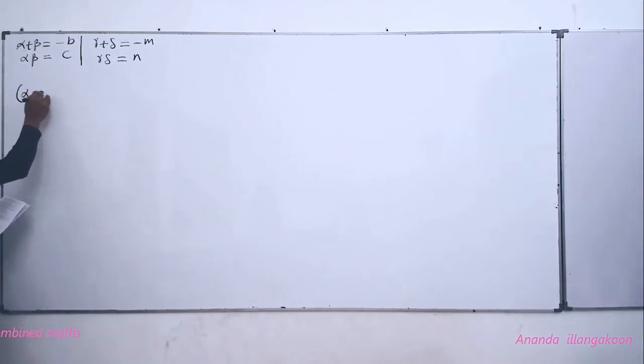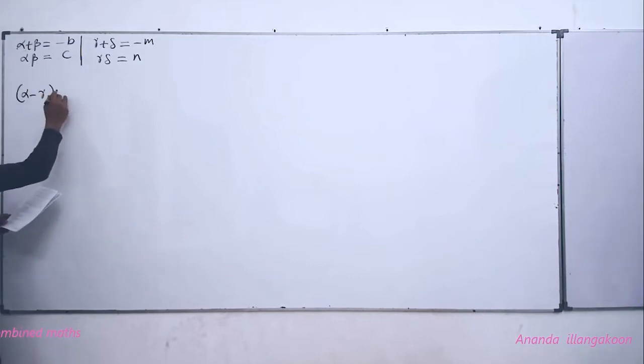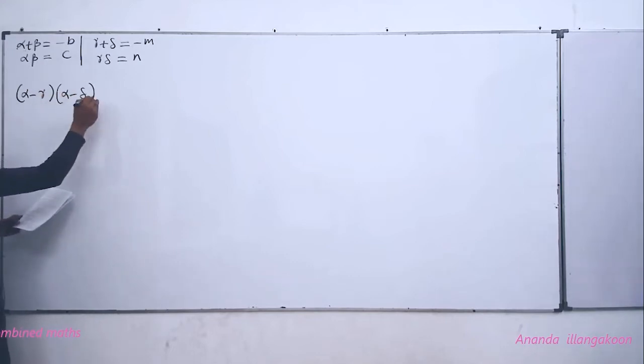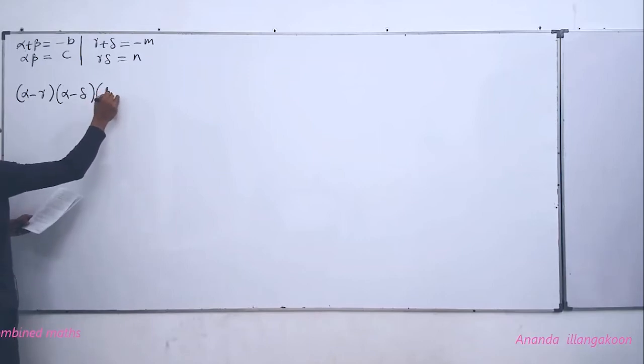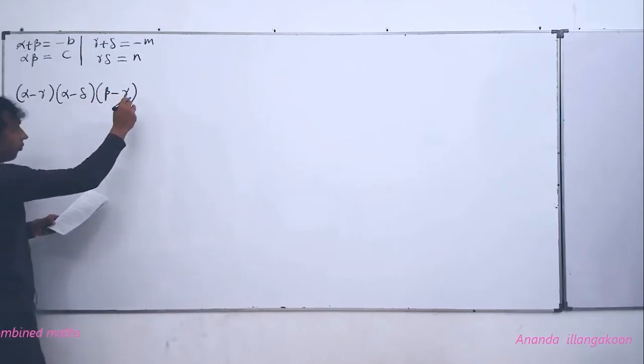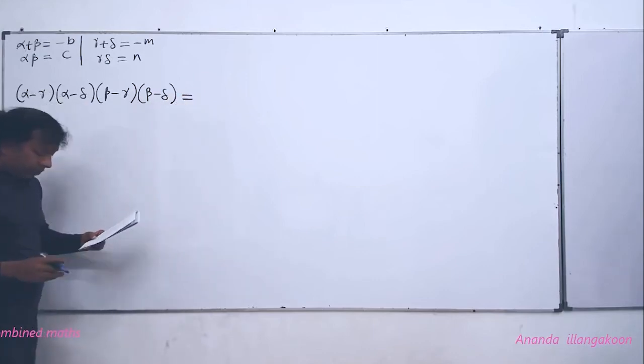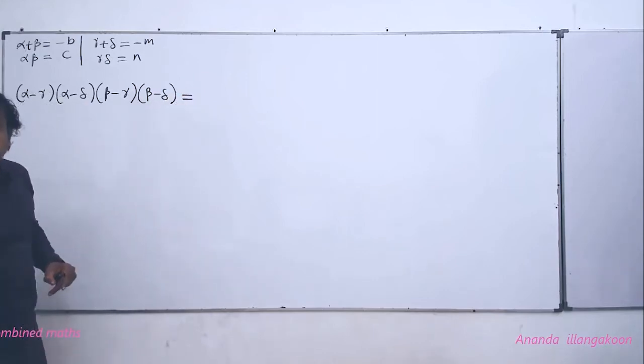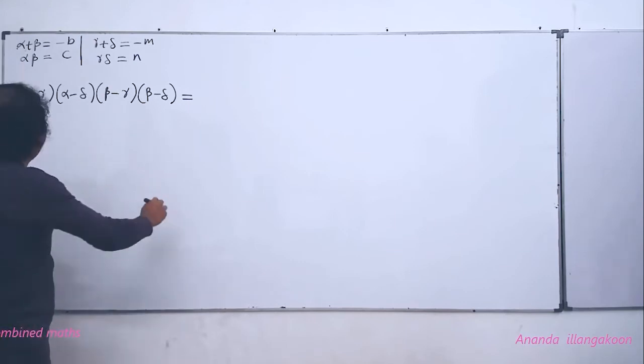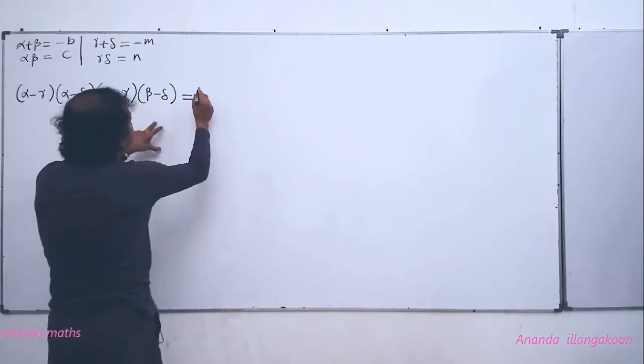alpha minus gamma, alpha minus delta, beta minus gamma, beta minus delta. We have to prove this is equal to this. I'll tell you the way of getting this. I first write this 2 on the right hand side within brackets like this.